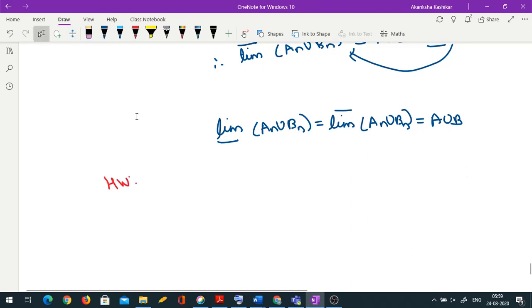Homework is to try the similar result for A intersection B, or A_n intersection B_n. In fact, we have done half of the proof just during this proof. Okay. I will stop here.